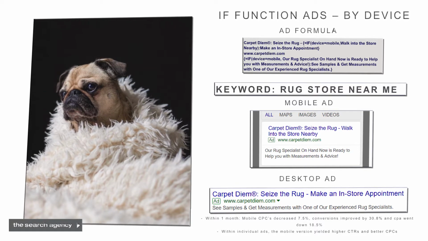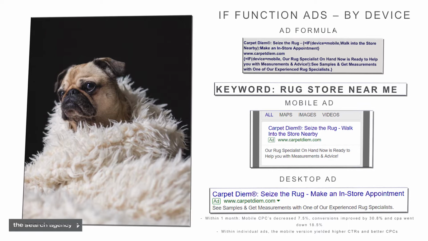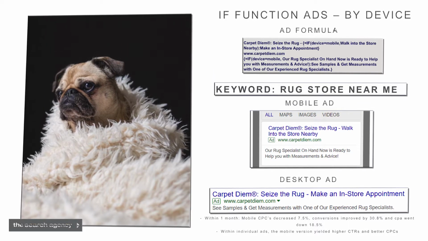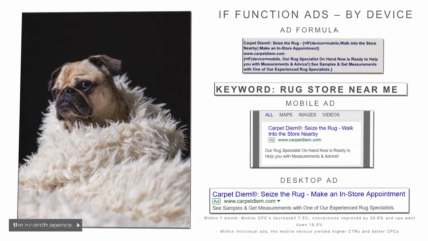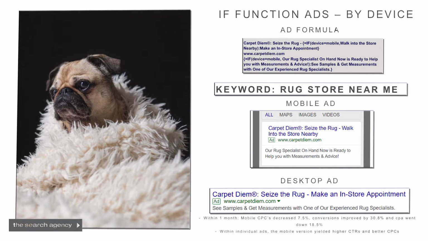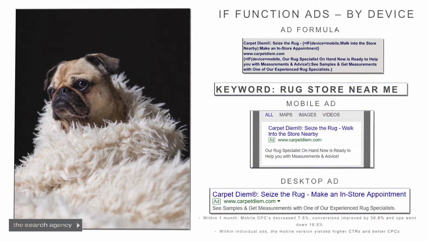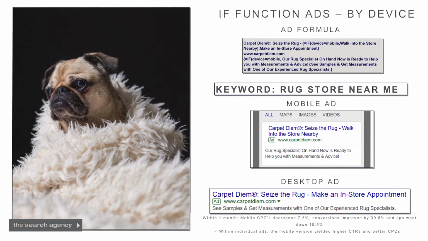After rolling out device-specific ads such as these for one of our retail clients, they saw CPCs decrease 7.5%, conversions increase 30.8%, and as a result, the CPA decreased just about 19%, all within just 1 month. There are improvements like these that we are gunning for, and technology like the if function ads is going to make this possible.